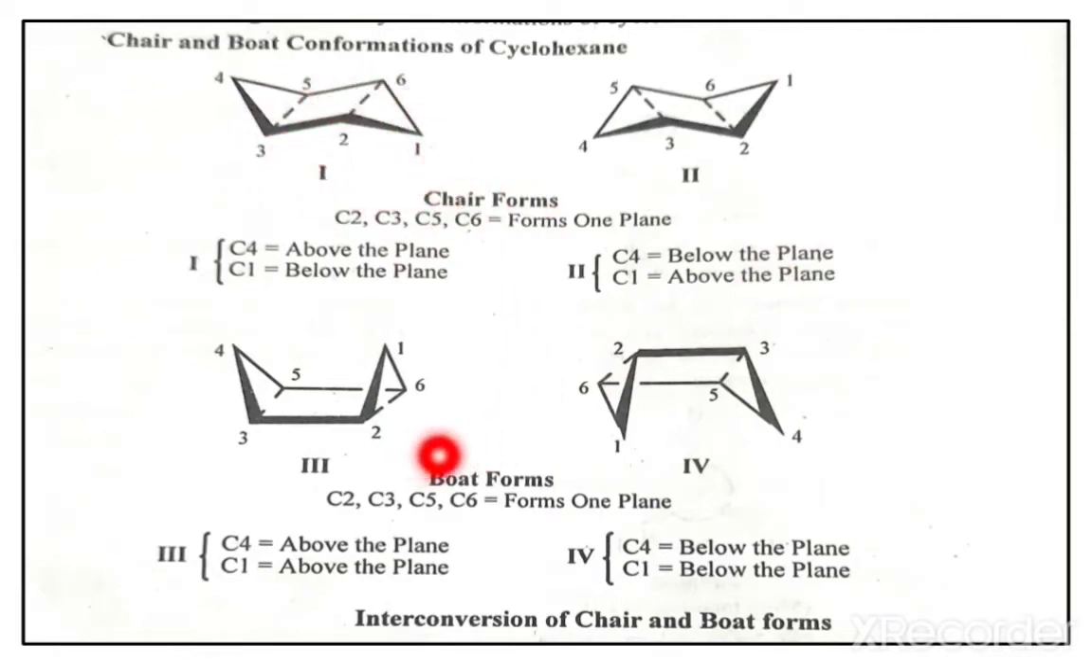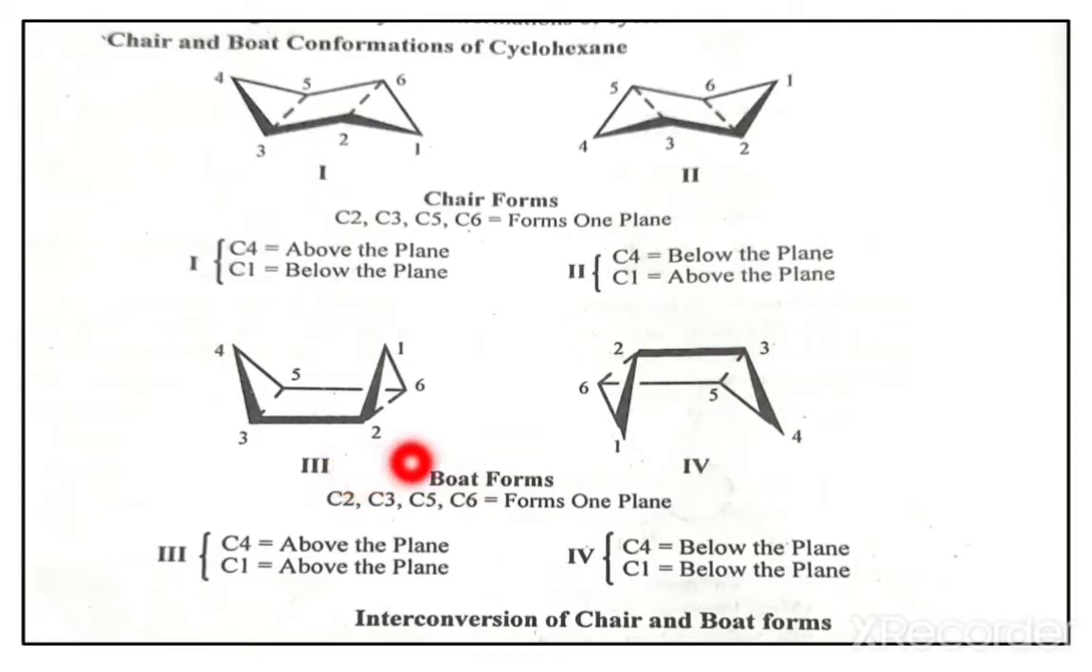Now what about the boat form of cyclohexane? The boat form of cyclohexane, that means here this is a simple boat form. If you see this boat form, we draw this in this way. Now this is the third and here the fourth. Here the numbering is carbon 1, 2, 3, 4, 5, 6. In both forms, the C2, C3, C5 and C6 form one plane, in both the third and fourth form.